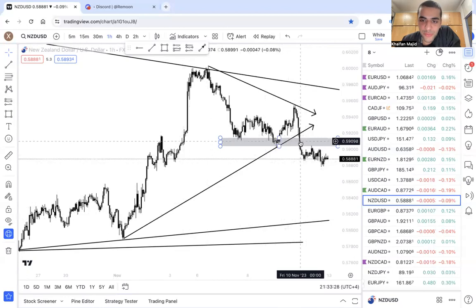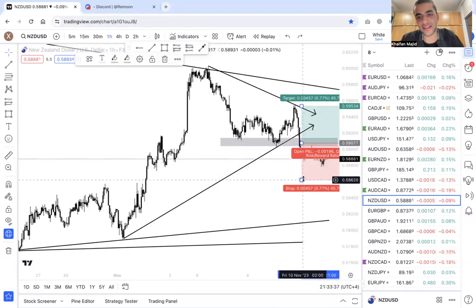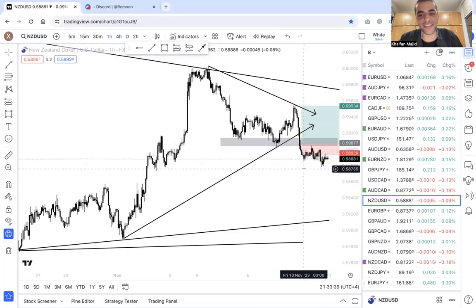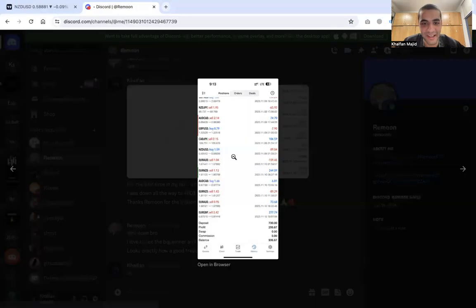So price was over here, and I entered over here against the trend. Something like that. And I just got hit. My negative 40%. And I went back. How much did I lose? 89.